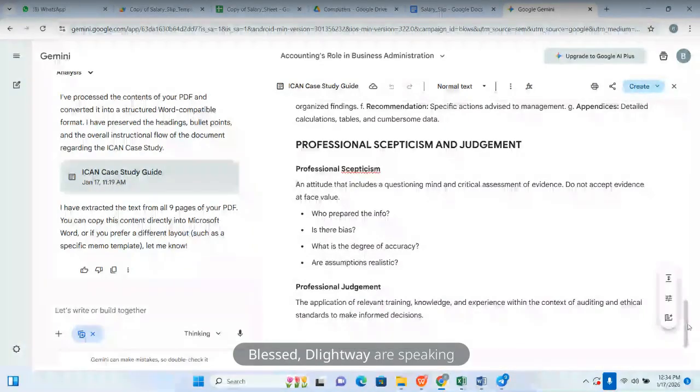I will still send this document. I will still send the document to you. You can actually go through it.